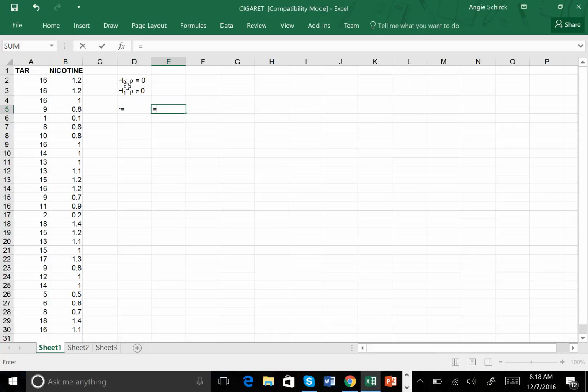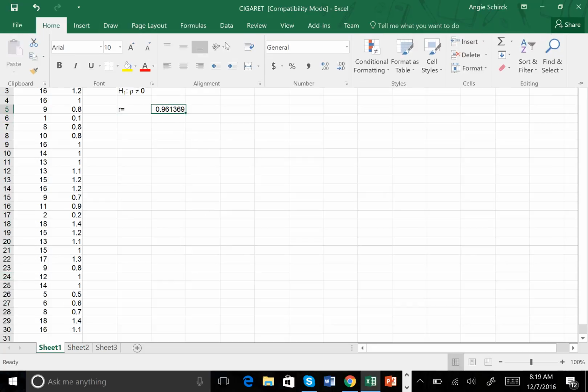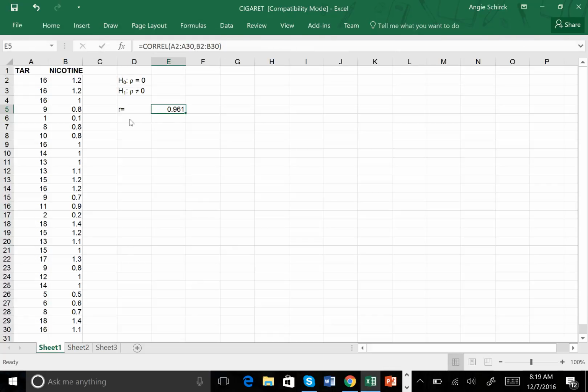So R we find by typing equal CORREL, C-O-R-R-E-L, and then we just choose our two data arrays. We put the first data array, then a comma, and then the second. It doesn't matter which one we put first and which one second. This will not affect our correlation coefficient. All right, so we got a correlation coefficient of 0.961. We'll round that to 3 decimal places since that is the standard rounding for correlation coefficients.